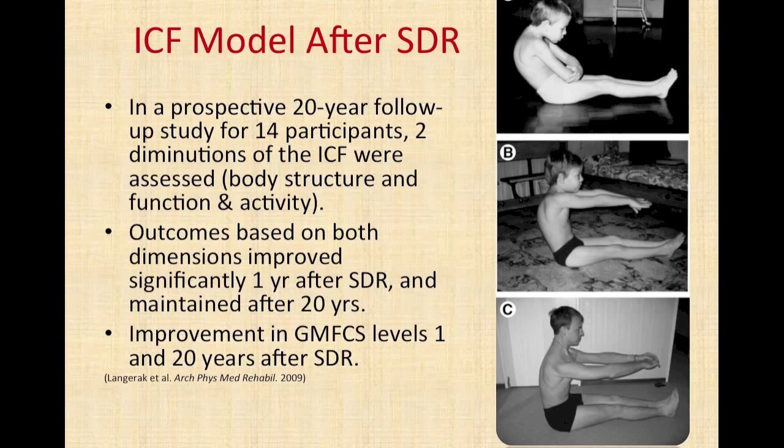Here is a study that was conducted on 14 patients with spastic diplegia. Two dimensions of the ICF model were assessed before SDR, a year, and 20 years after SDR. The first dimension of the ICF was body structure and function in terms of muscle tone, joint stiffness, and voluntary movement. The second dimension was activity that included assessment of gross motor skills such as sitting, walking, and transition.